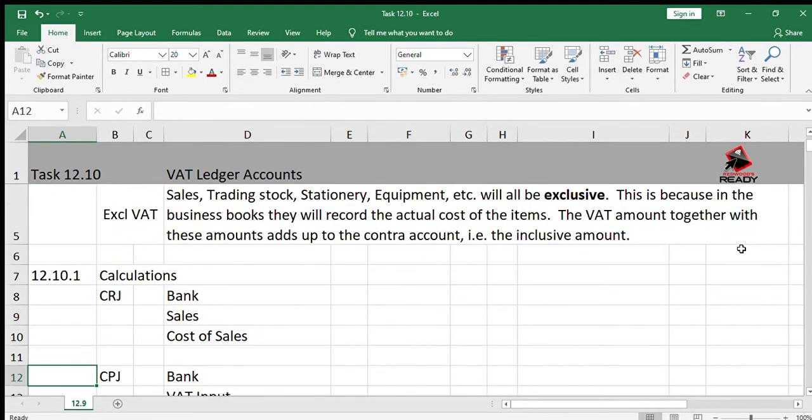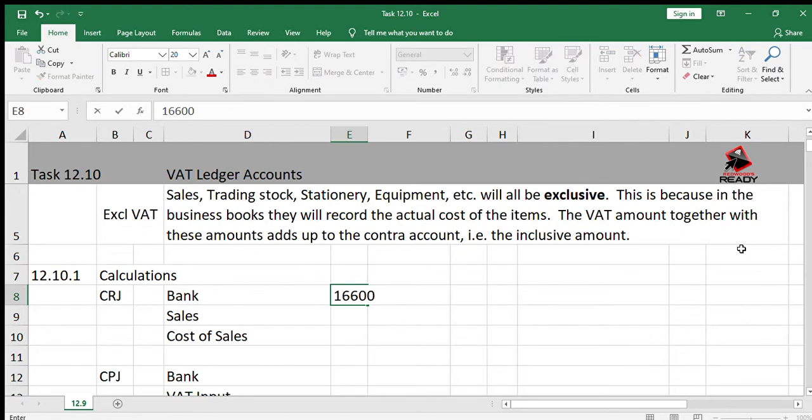the CRJ. And in the CRJ, we have three figures missing. The one is bank, the sales, cost of sales, and then fee income. Now, we've been given the VAT output amount, and the VAT output amount is basically calculated on the sales and on the fee income. So what I'm going to do is, the fee income excludes VAT. The 16,600 excludes VAT. So I'm going to calculate the VAT portion on 16,600. I'm going to multiply that by 15% to get the answer.